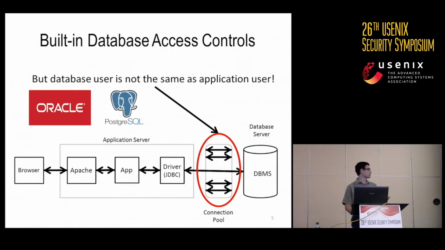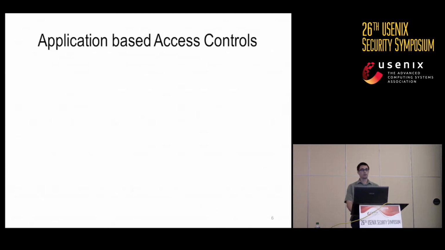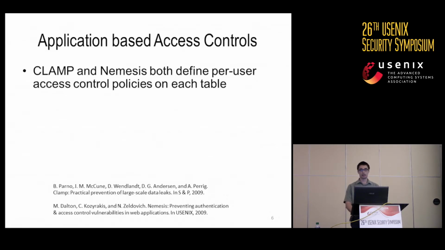So an optional solution would be to say that, well, if the connection pool doesn't have the application user context, why not put it on the application server? So there's been a lot of work in this area. Two of the ones I'm going to look at are Clamp and Nemesis. These are ones that are closely related to our work. And they both allow you to define access control policies on each of the tables.